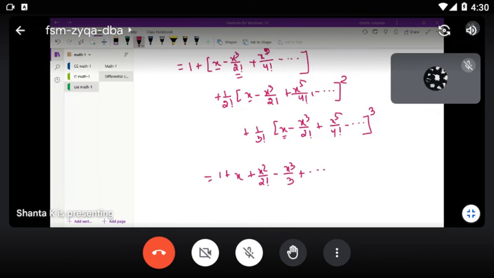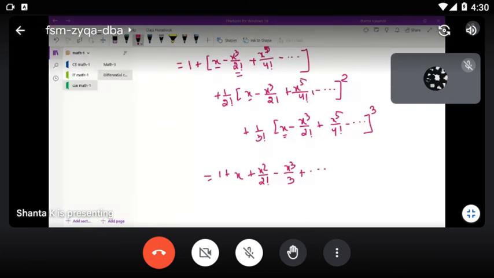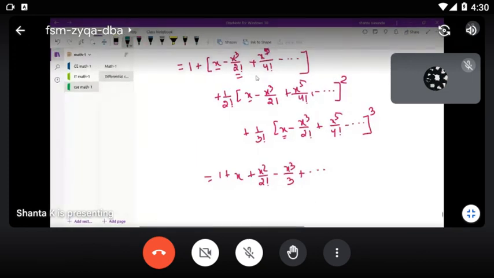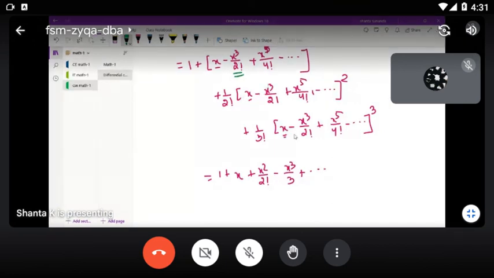Okay, now here it should be 1 plus x cube by 2 factorial, minus x cube by 3 factorial. These are the two terms we are getting here. We have minus x cube, and the second term we won't consider, because it will have x power 4. So here we take x cube by 3 factorial.